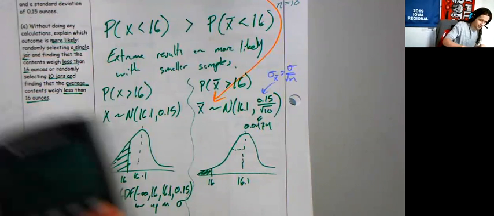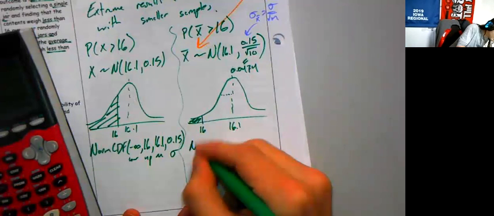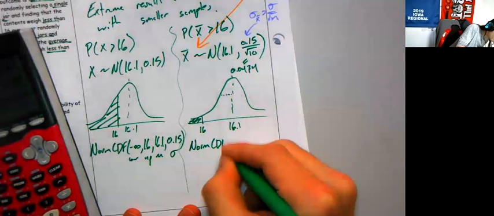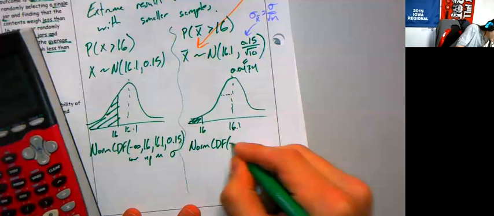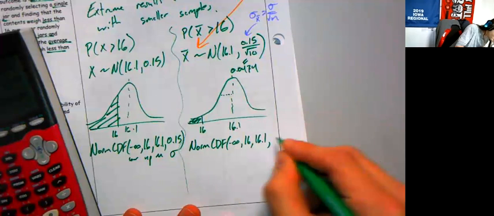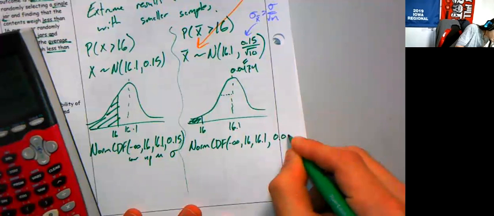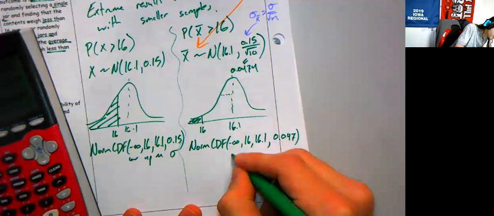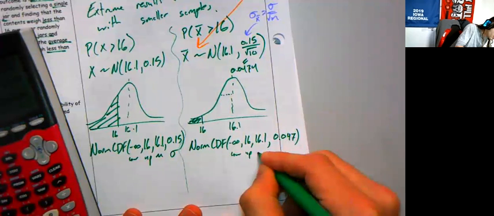So let's do this one. I'll do the one on the right with you. Norm CDF, lower bound, upper bound, mean, standard deviation. Everything's the same, 16, 16.1, but except for our standard deviation is 0.047. And I'll label those low, up, mu, and sigma.